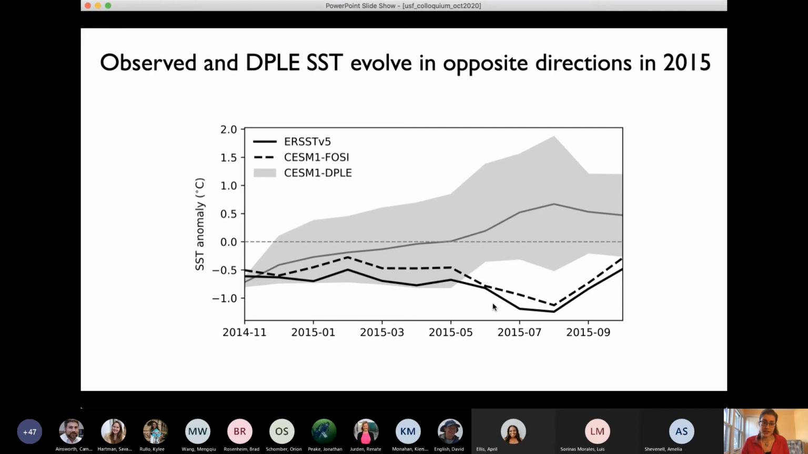Let's look at a time series for the subpolar North Atlantic sea surface temperature. The black solid line is ERSST. The dashed line is the FOSI simulation, so the ocean-only strongly forced one. And then this gray spread is the DPLE, our prediction. You can see almost from the get-go that DPLE starts trending upwards, where the observations stay at half a degree C anomaly, and then decrease even further into the summer. So the real problem, it seems, is this upward trend. Even when we've taken out all of the anomalies, why is the DPLE insisting on going upward?